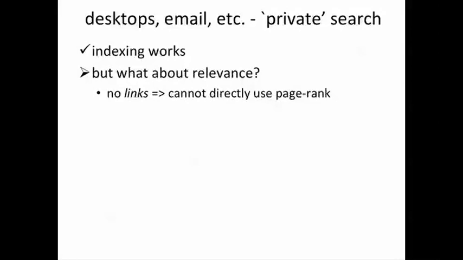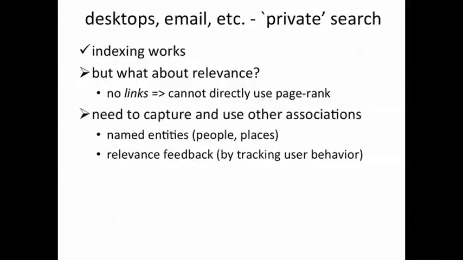Normally we don't have links between different documents on our desktop or hyperlinked emails, so we can't directly use PageRank. And we need to use other associations. For example, we need to link documents that talk about the same people or the same places. Or we might use relevance feedback by tracking our own behavior to see which documents we actually use in response to a bunch of search results. Very similar to how PageRank is being improved by our own use of search every day.